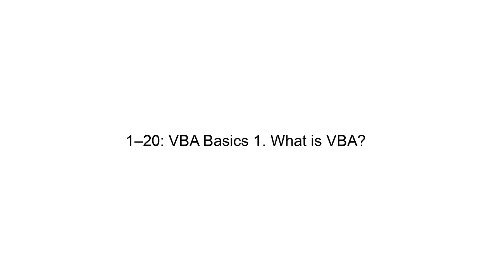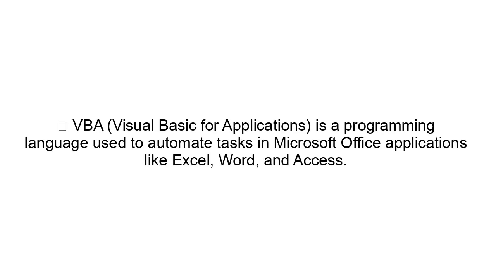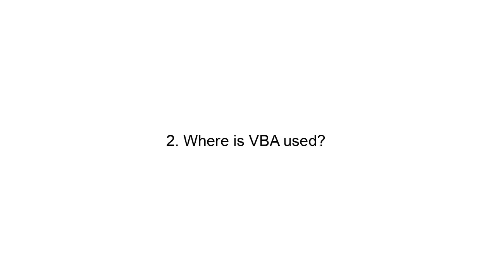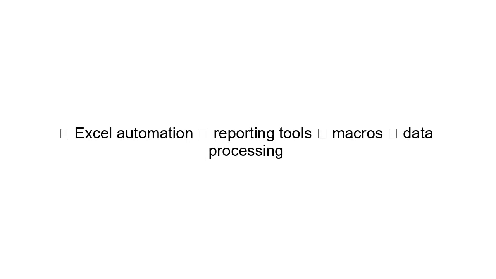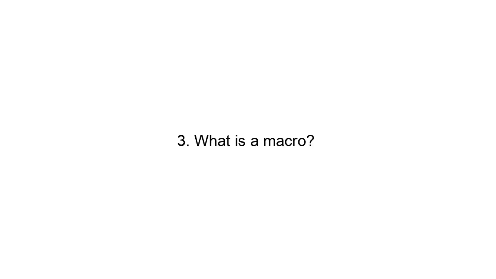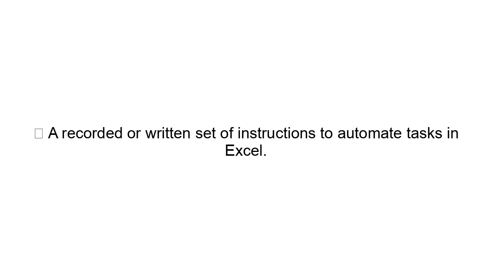1 to 20. VBA basics. 1. What is VBA? VBA, Visual Basic for Applications, is a programming language used to automate tasks in Microsoft Office applications like Excel, Word, and Access. 2. Where is VBA used? Excel, automation, reporting tools, macros, data processing. 3. What is a macro? A recorded or written set of instructions to automate tasks in Excel.